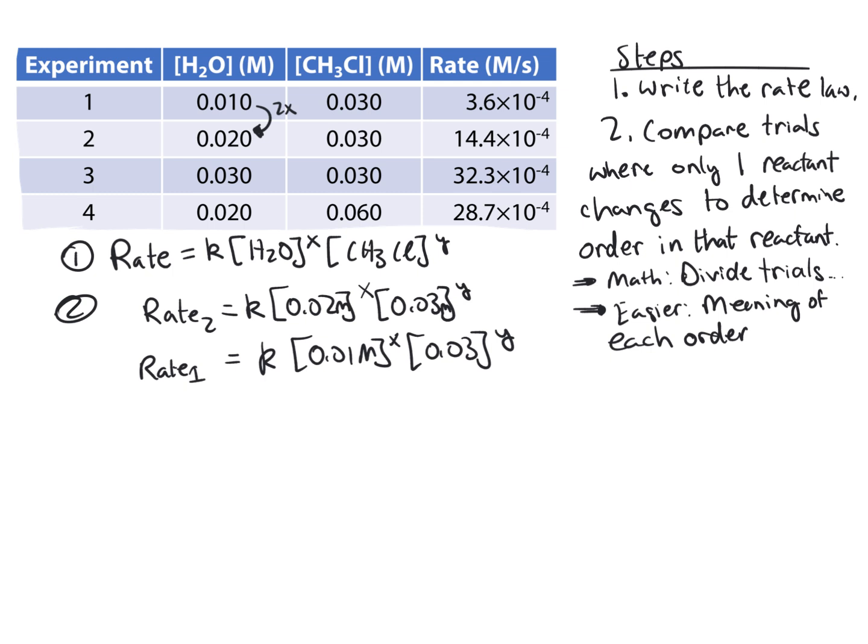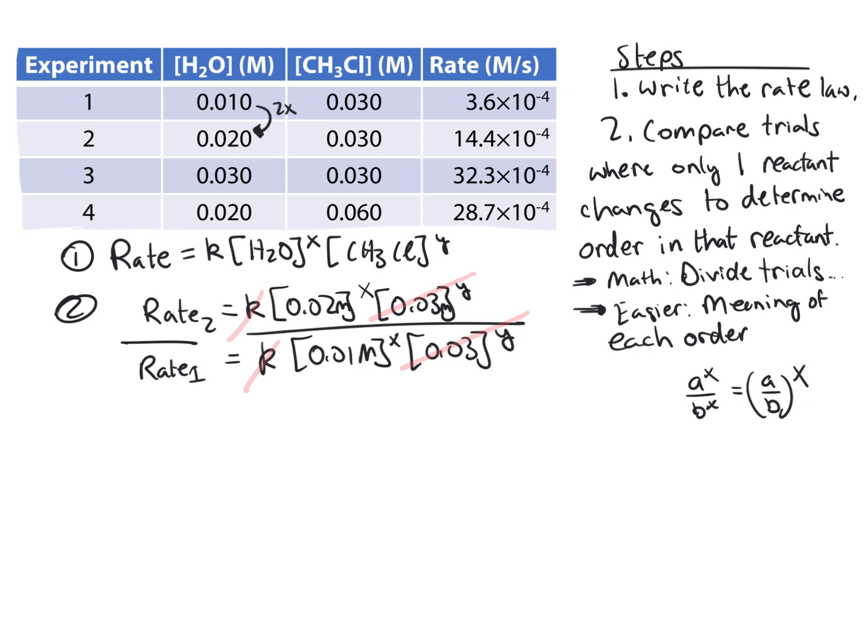What we do then is divide those two trials. When we divide those two trials, it really simplifies what's happening here. The reason we only want one variable to change at a time is that makes everything else cancel. So all this stuff is the same on top and bottom, so it cancels, and the k's cancel as well. Then we do need to use this exponent fact that if I have a to the x over b to the x, that's just equal to a over b, the whole thing, to the x power.